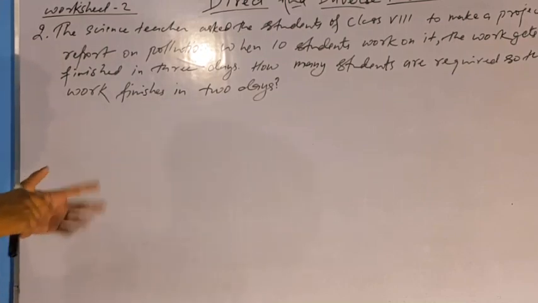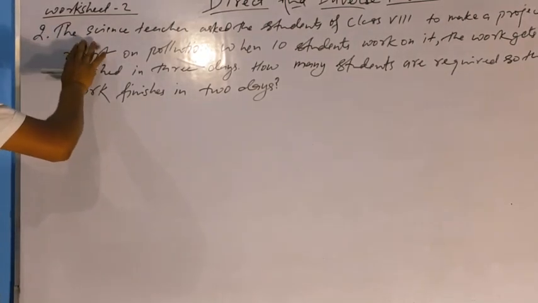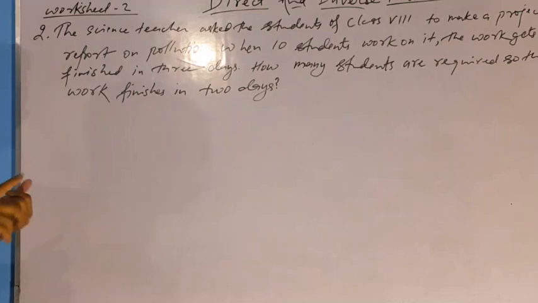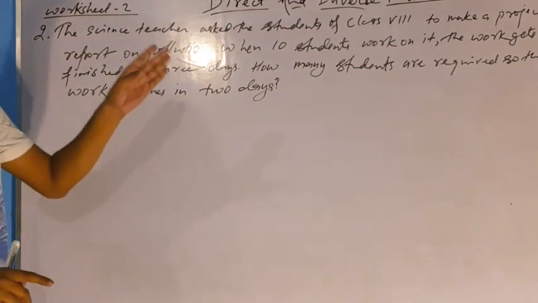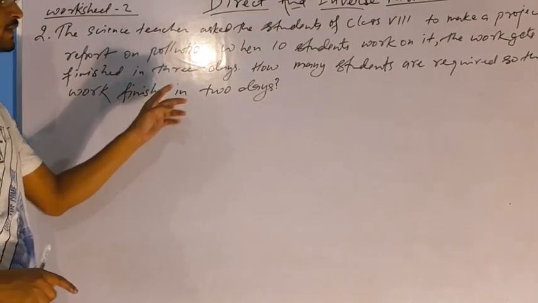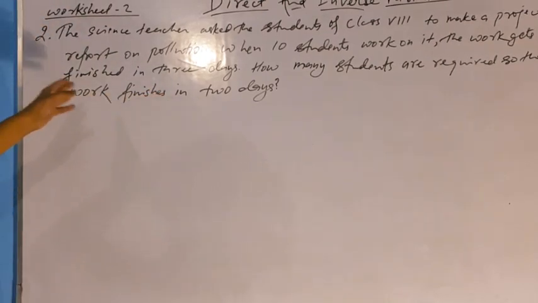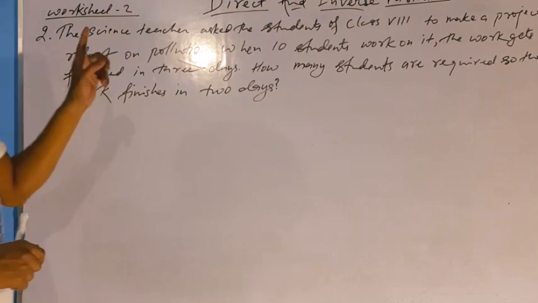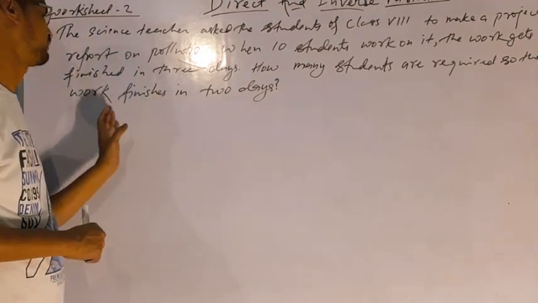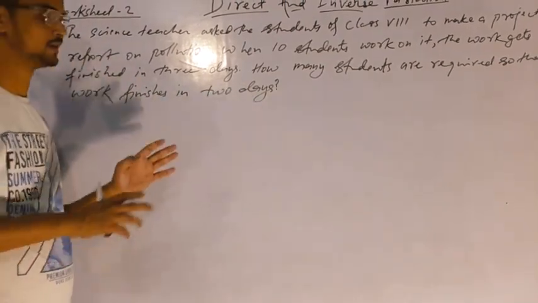Here, in the next question, it is given that a science teacher asked the students of class 8 to make a project report on pollution. When 10 students work on it, the work gets finished in 3 days. How many students are required so that the work is finished in 2 days?